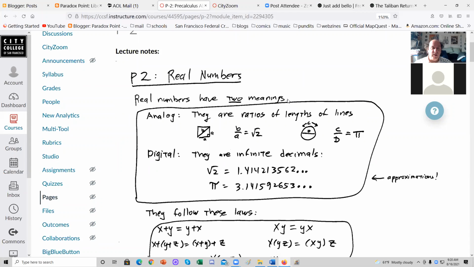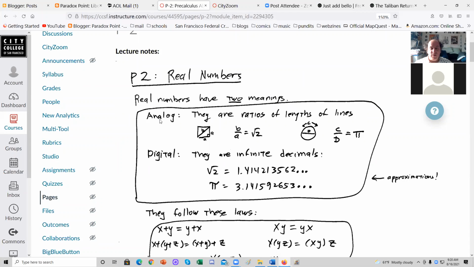Here we go. Section 2, real numbers. I'm not completely happy about that name, real numbers. They're no more nor less real than other types of numbers, but that's an historical thing. So, real numbers. The concept has two meanings. There's an analog or geometric meaning, and there's a digital or arithmetic meaning.